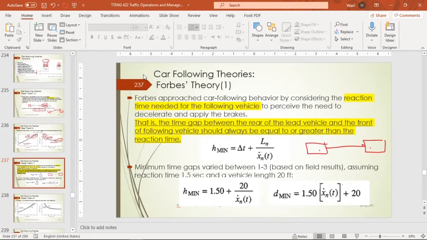And he said that the time gap in this area should always be equal to or greater than the reaction time. That means if we say this is Ln, the length of the lead vehicle, then this should be greater than or equal to delta T, which is basically the reaction time. So that means the minimum headway, which is here, H minimum, should equal delta T plus the length of the lead vehicle divided by the speed of the lead vehicle. From that we can calculate, if we assume that the reaction time is 1.5 seconds and we have a vehicle length of 20, we will end up with these values.